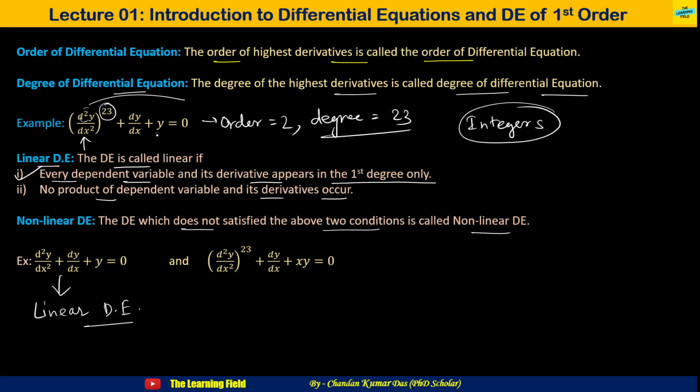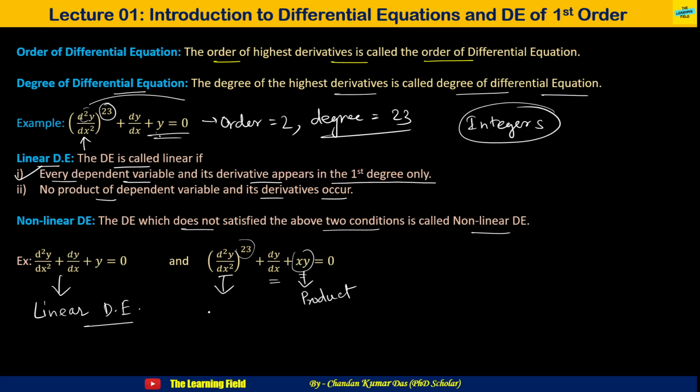Second example. We take this example here, which we have already taken. So d2y by dx2 to the power 3, that is, there is a power of 3, then dy by dx and xy. See here, there is a product, right? There is a product of the independent variable and the dependent variable.